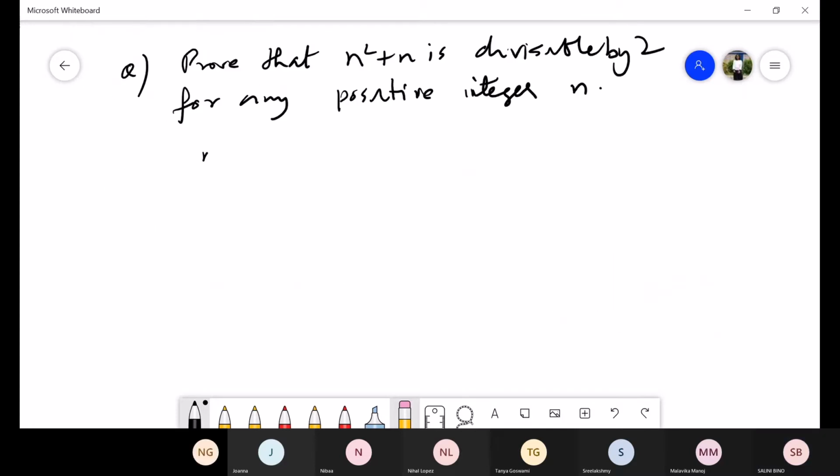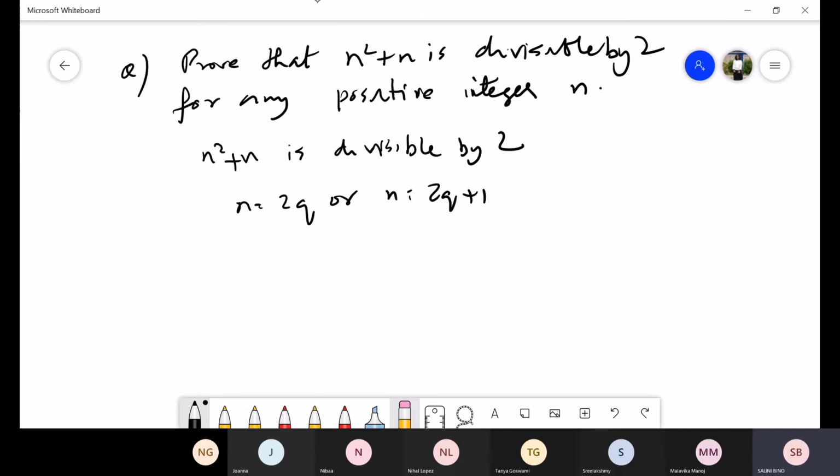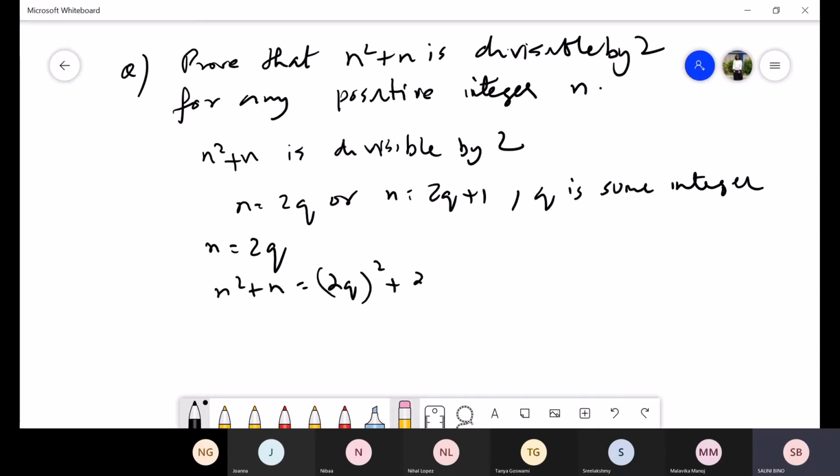They have given you n square plus n is divisible by 2. So I'm going to take n equal to 2Q or n equal to 2Q plus 1, where Q is some integer. First case, I'm going to take n equal to 2Q. Now what is n square plus n? Just substitute: 2Q the whole square plus 2Q. So when you square, you will get 4Q square plus 2Q.